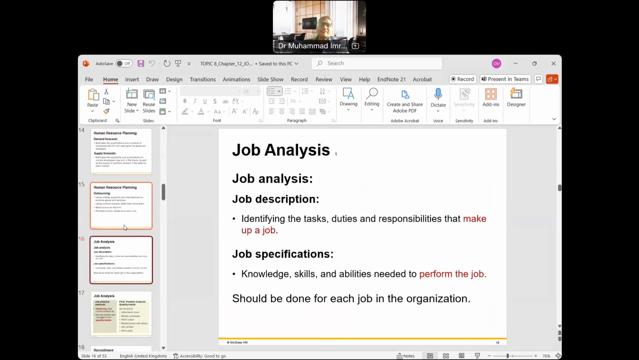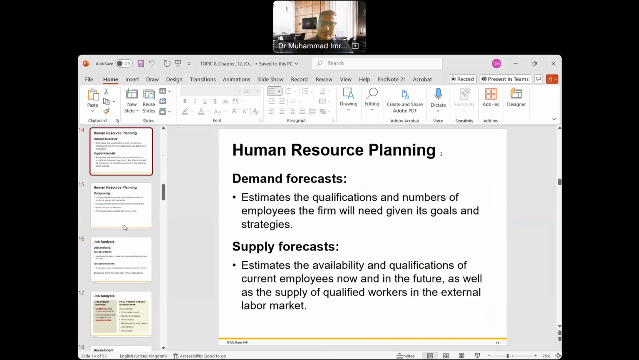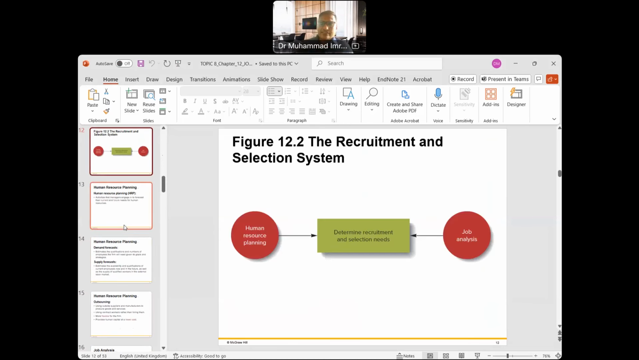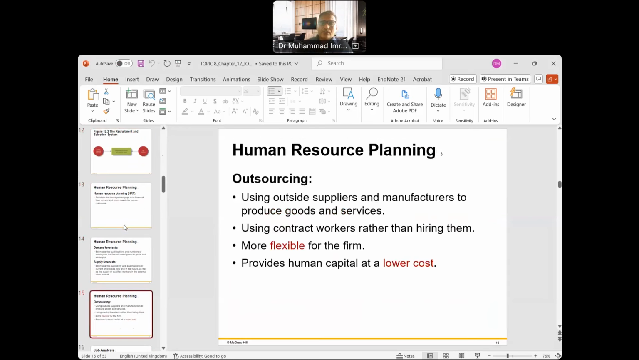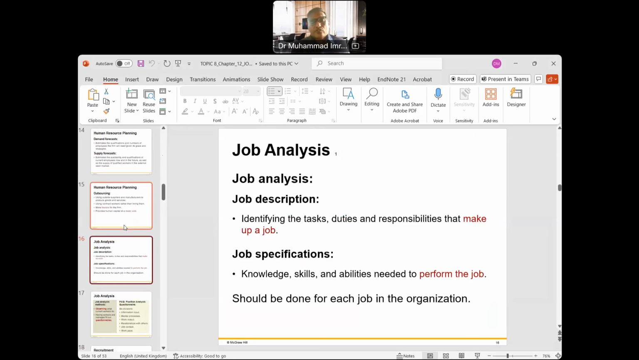Anyway, so job analysis is another one. See here, this part. The job description identifies the tasks, duties, and responsibilities that make up the job. What type of persons you need depends on your objective. Now you are going to open the marketing department, so obviously you are looking for marketing expert persons, and then you have to assign, identify, and describe the duties and responsibilities to the persons.